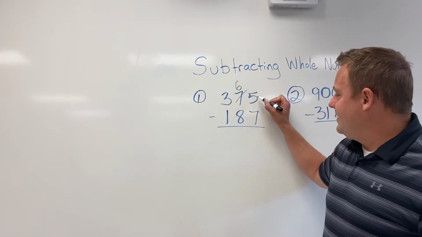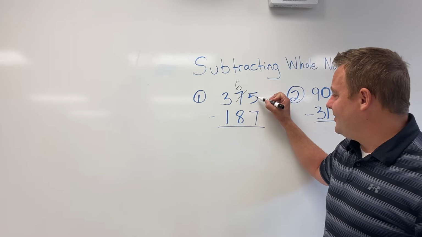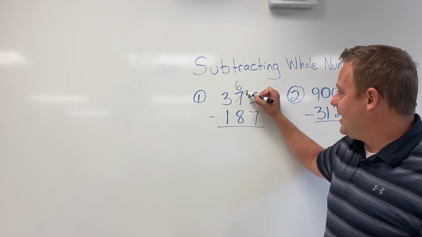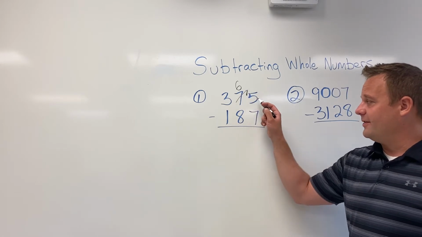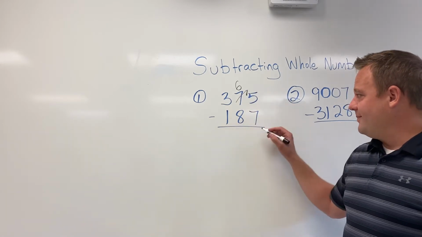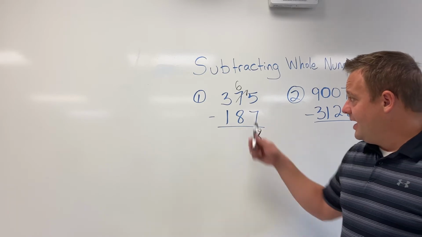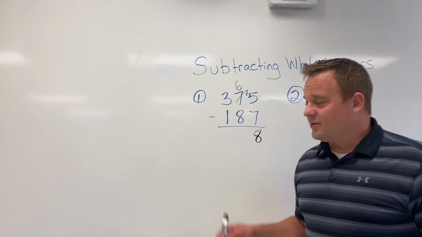And we add 10 to the 5. So I like just putting a little 1 there. Now 10 plus 5 is 15. See how that's like a 1 and a 5 there, 15? So 15 minus 7, that is 8. And 6 minus 8, you can't do that, so we're going to borrow.